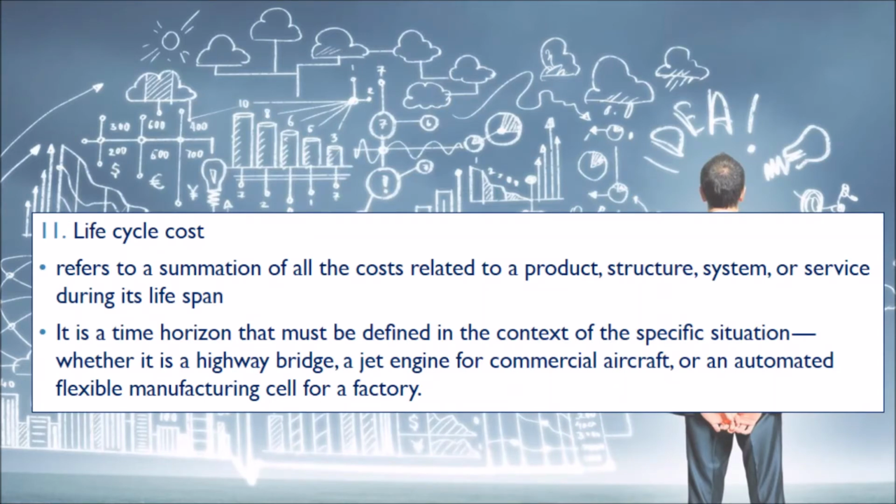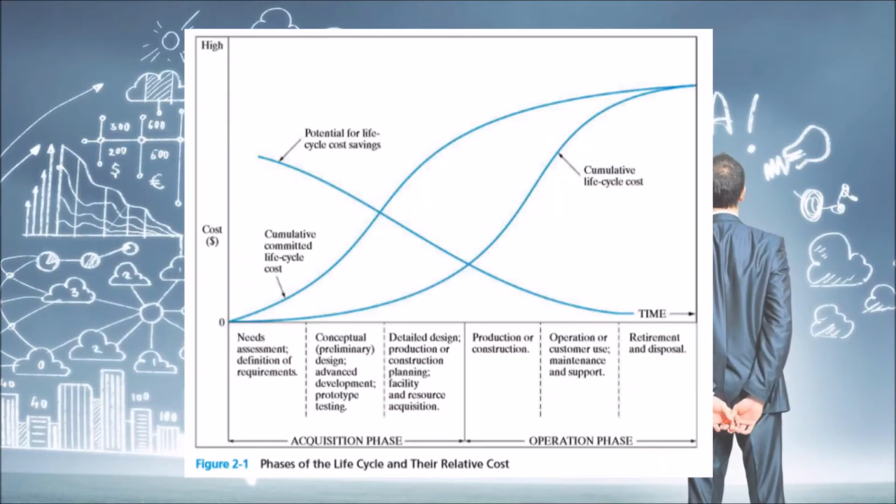Going back to cost terminology, we have life cycle cost. Life cycle cost refers to a summation of all costs related to a product, structure, system, or service during its lifespan. It is a time horizon that must be defined in the context of the specific situation, whether it is a highway bridge, a jet engine for commercial aircraft, or an automated flexible manufacturing cell for a factory. Okay, so we have figure 2-1, the phases of life cycle and their relative cost.